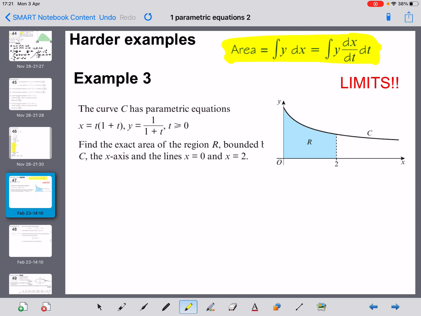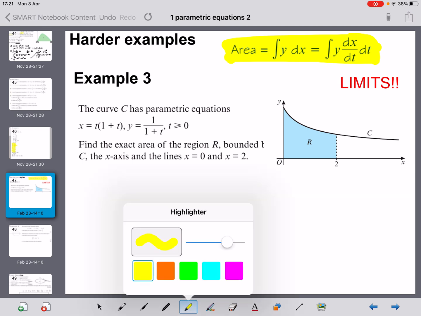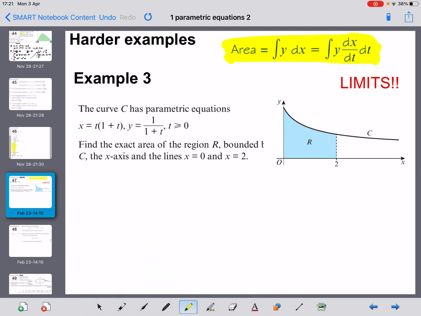Okay, let's have a look at this question. So the curve C has parametric equations x equals t(1 plus t), y equals 1 over 1 plus t. We've got the domain of the parameter: t is greater than or equal to 0.